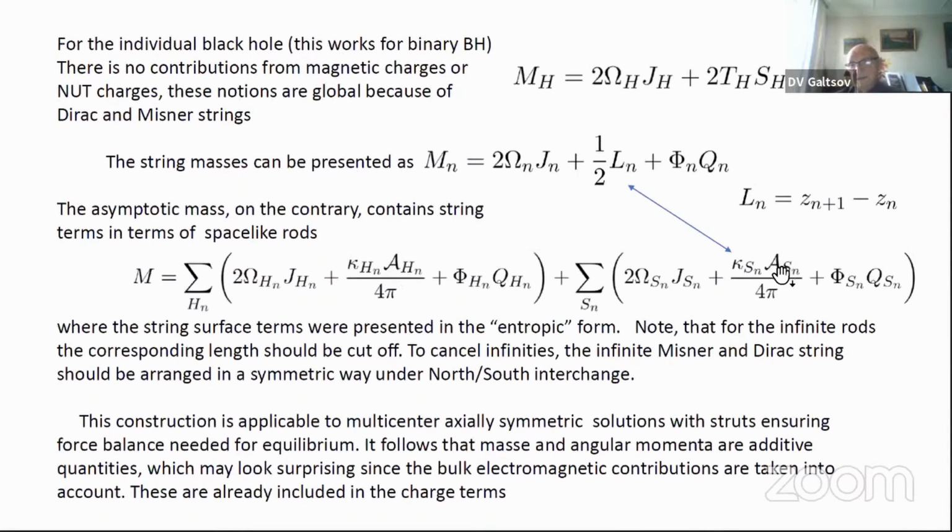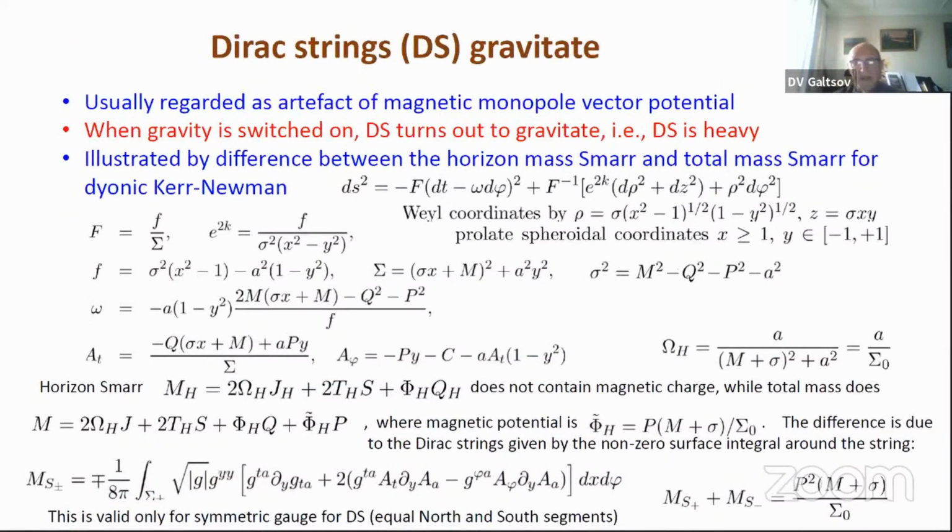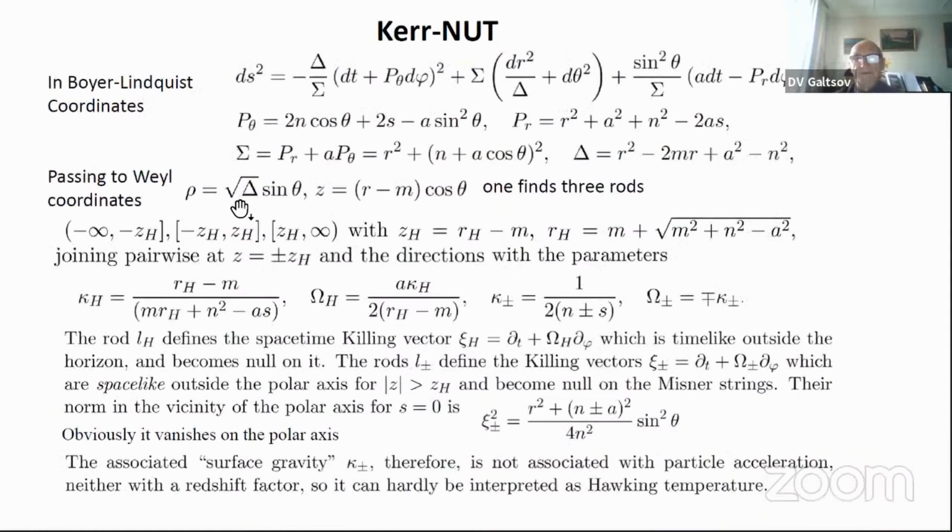So here in the defect case, of course, the simplest way is to treat it the same as the entropy of the black hole horizon. Maybe it's not so clear. Here I explained that the Dirac string in electromagnetic solutions with magnetic monopoles, which is usually considered as an artifact of the vector potential, when gravity is taken into account, is really heavy and has mass, and it explains the difference.